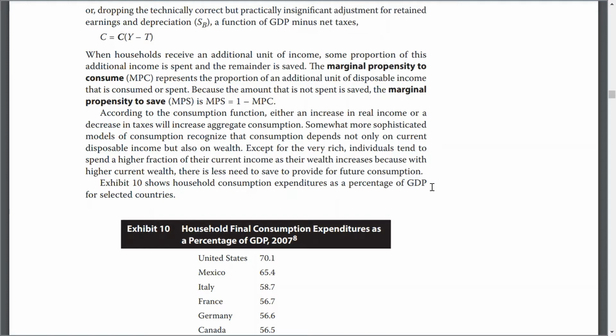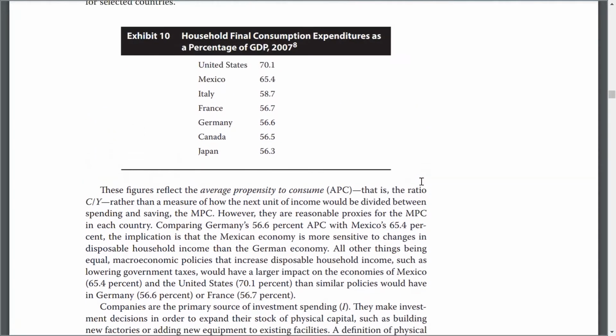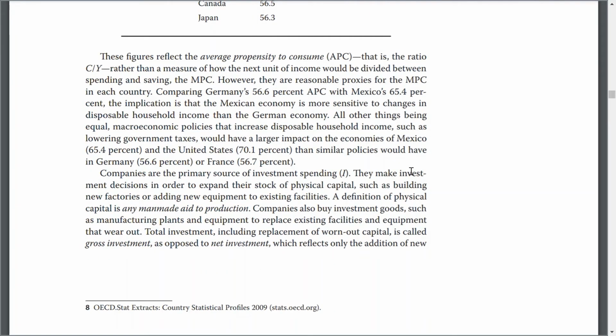Somewhat more sophisticated models of consumption recognize that consumption depends not only on current disposable income, but also on wealth. Except for the very rich, individuals tend to spend a higher fraction of their current income as their wealth increases, because with higher current wealth, there is less need to save to provide for future consumption. Exhibit 10 shows household consumption expenditures as a percentage of GDP for selected countries. Okay, so this is the marginal propensity to save and the marginal propensity to consume.